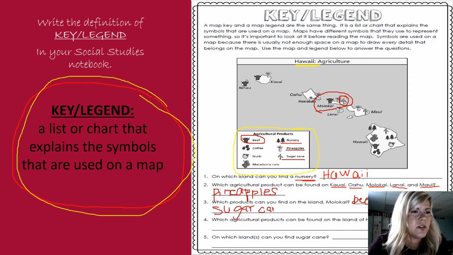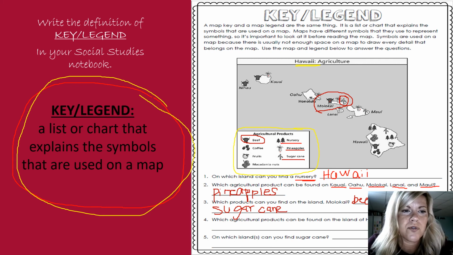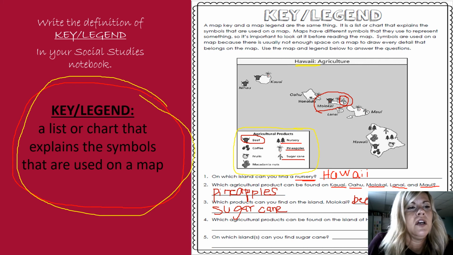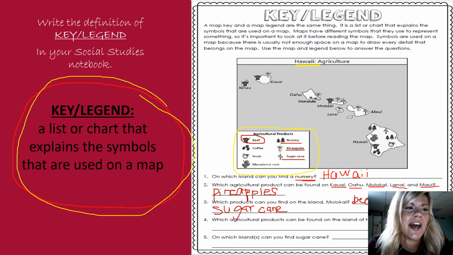Now, if you want to go ahead and pause the video and try numbers 4 and 5 on your own, go ahead and do that now. And when you unpause, you'll see what your answer is and if you got it correct. Okay, so number 4 says, which agricultural products can be found on the island of Hawaii? So first we need to find Hawaii. Here's Hawaii. And it's got a lot of things. So we need to look at what all of these symbols mean.